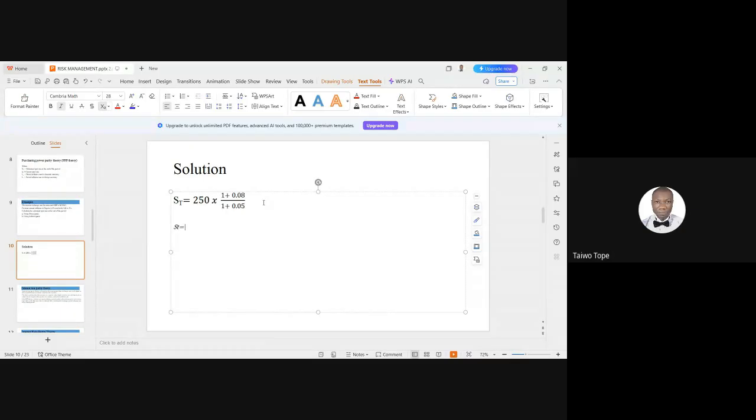ST will be equal to 257.14. Who is not getting this? You know, to punch a calculator, you need special tutorials again. So I need to know if somebody is not getting it.